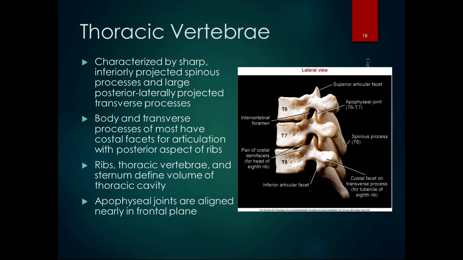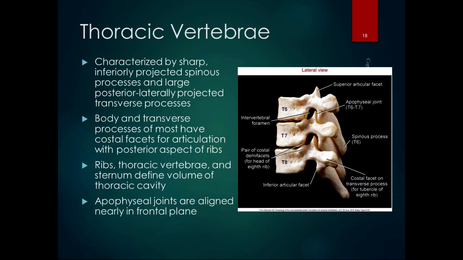The bodies of the thoracic vertebrae are larger than the cervical but smaller than the lumbar. The ribs, thoracic vertebrae, and the sternum define the volume of the thoracic cavity, and they form that bony encasement for your heart and lungs. The apophyseal joints of the thoracic vertebrae are aligned nearly in the frontal plane. That's another way to distinguish them from the lumbar vertebrae.